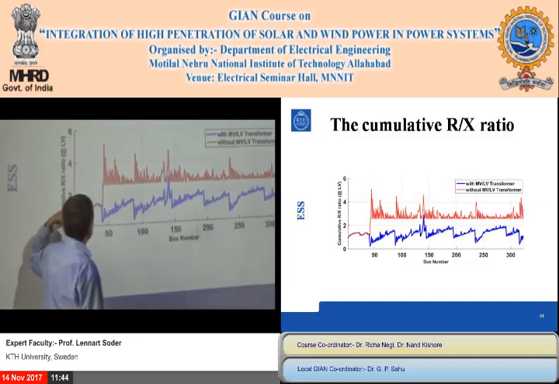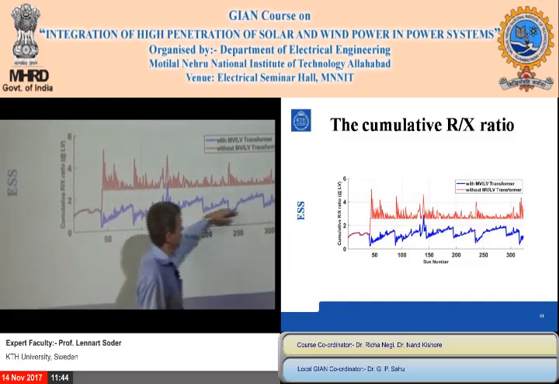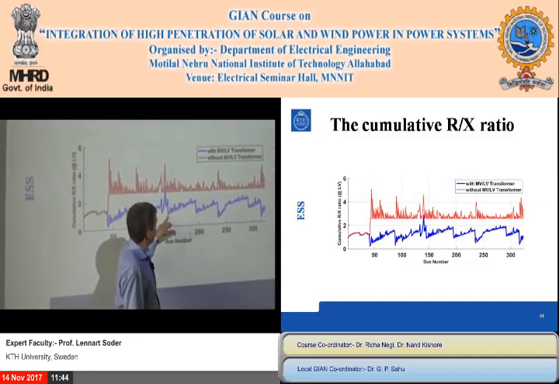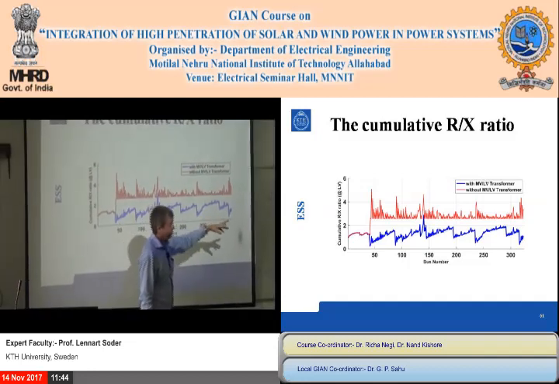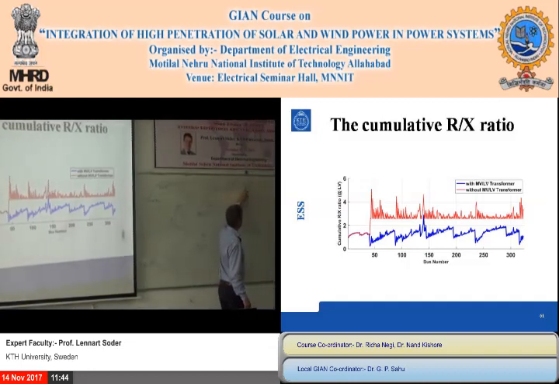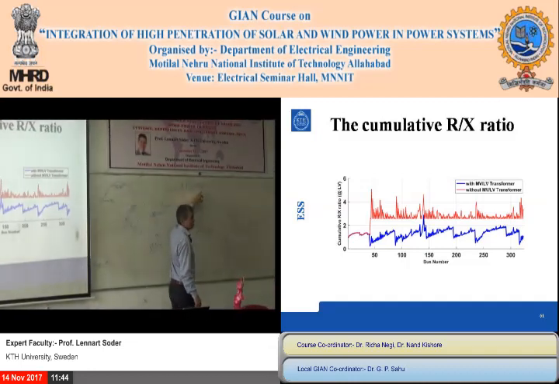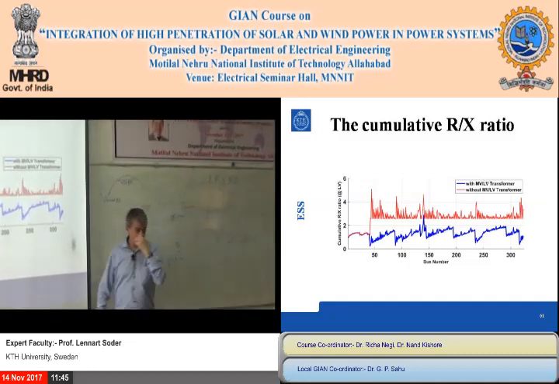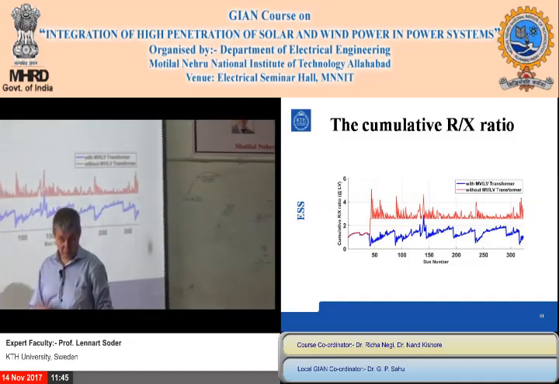So the real value is around where R is equal to X. And then, of course, if it's lower here, say that X is dominating, and since the Q is cheaper than the P, and the X is also bigger than the R, then of course Q is much better to control for voltage control.